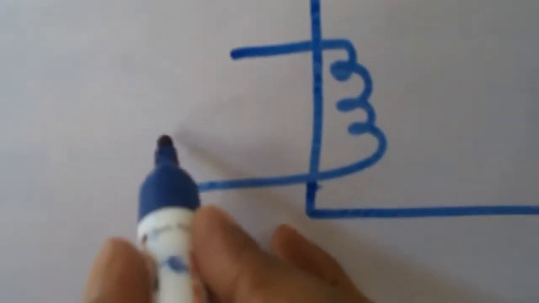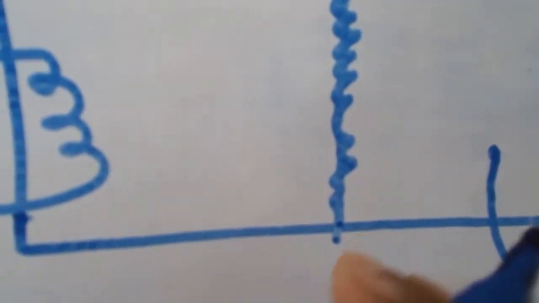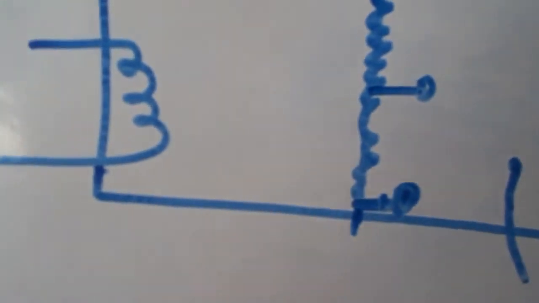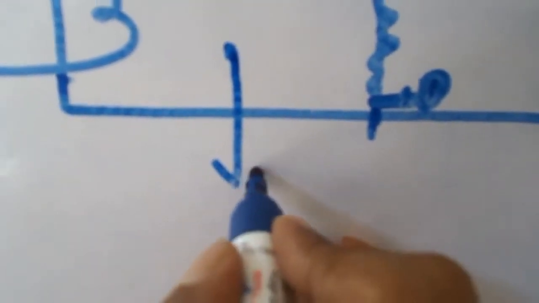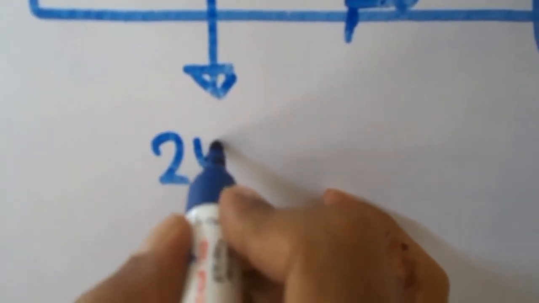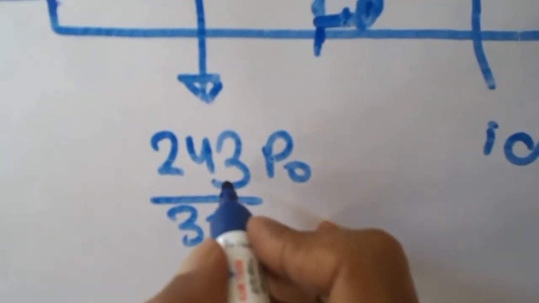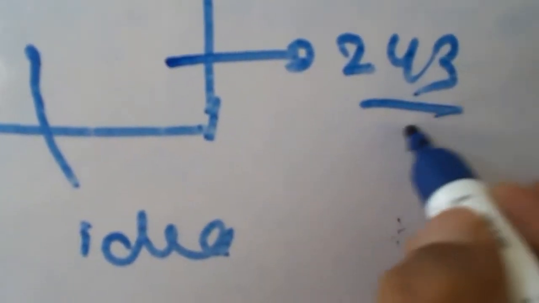The heater is switched on, and it starts heating slowly, so that this partition starts shifting slowly in this direction. At some instant of time, the pressure in this block is 243 P0 by 32. And again, the pressure in this block is also 243 by 32 P0.